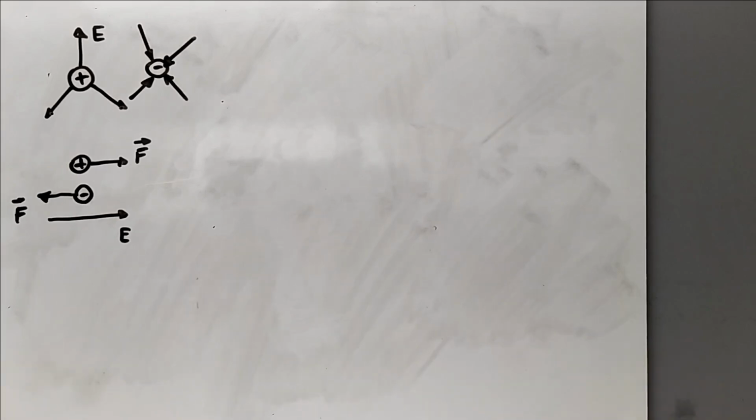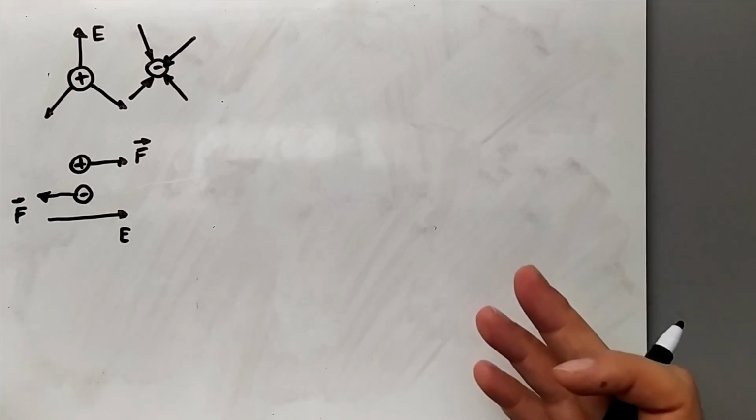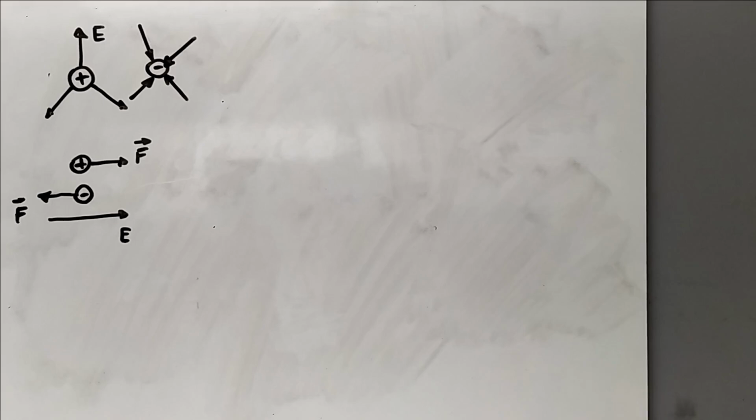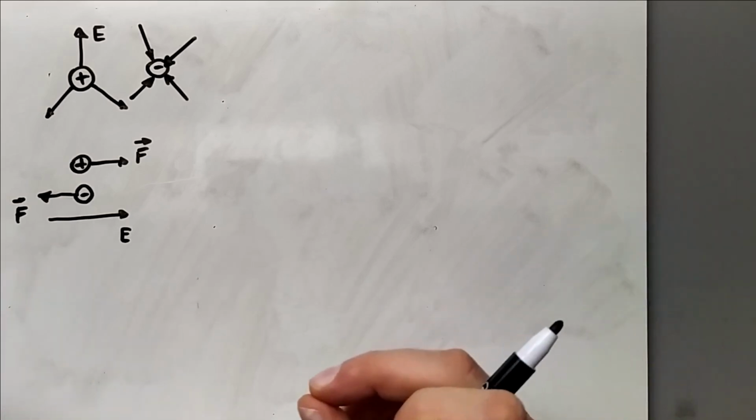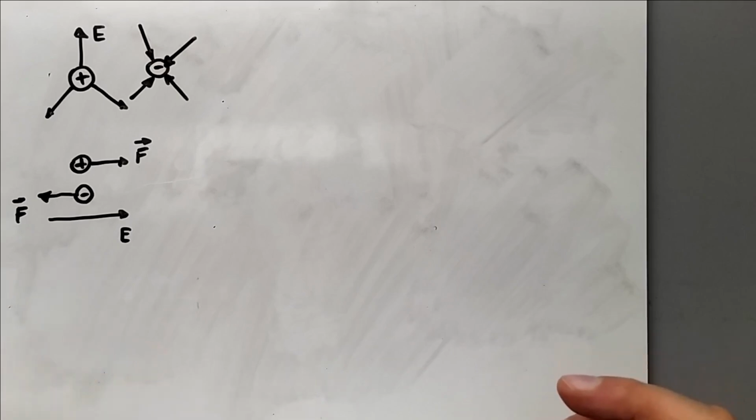So now, if we have mobile charges and create some electric field around these mobile charges, obviously they will move with a certain velocity, which will be a compromise between the exerted electric force and scattering of these charges in the material. So there will be some equilibrium, the so-called drift velocity. So they will move with a certain drift velocity through the material.